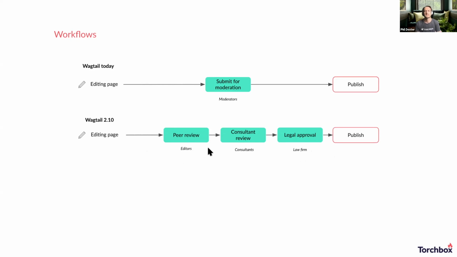You can set which Wagtail users are able to approve them by using the Wagtail groups functionality. So here you can see editors are for peer review, consultants are for the consultant review, and a group called law firm are for the legal review task.